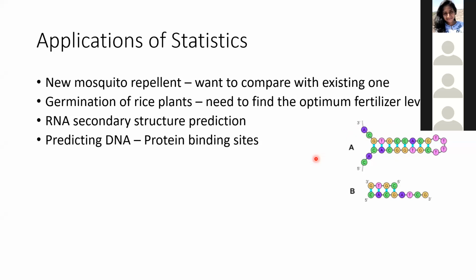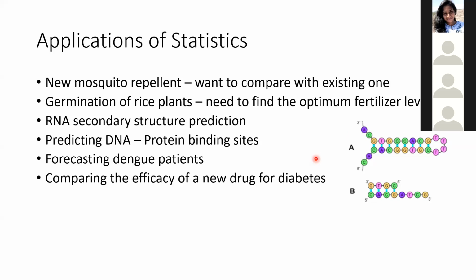Another bioinformatics example. Recently, we had to forecast the number of dengue patients. A couple of years ago, we had a dengue epidemic. So we wanted to forecast the number of dengue patients, and using a time series modeling approach, we did that. Another example is a girl who came to me, an Ayurvedic researcher. She developed a new drug for diabetes, and she wanted to show that her drug is not inferior to the one available from Western medicine. So we did that as well.